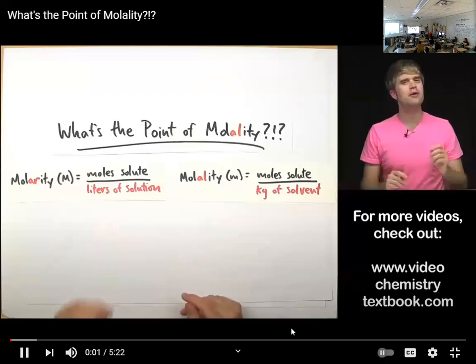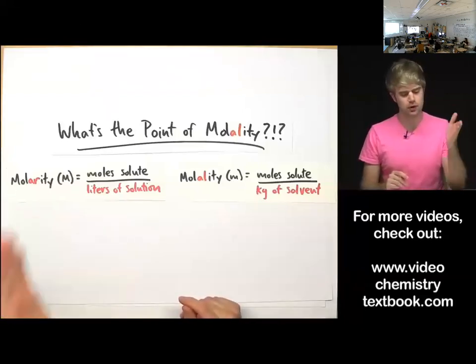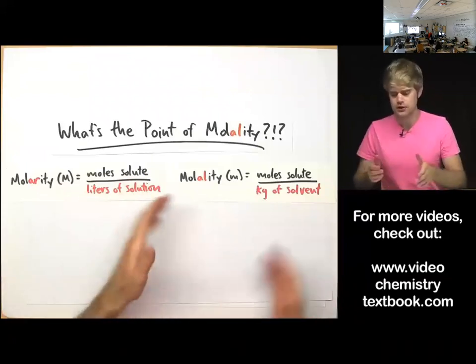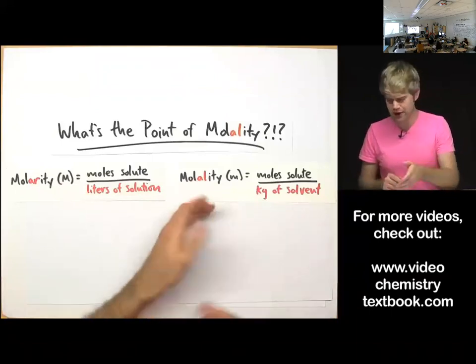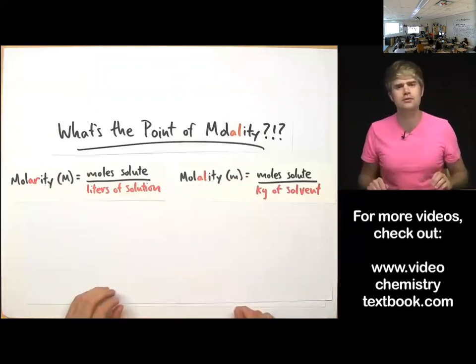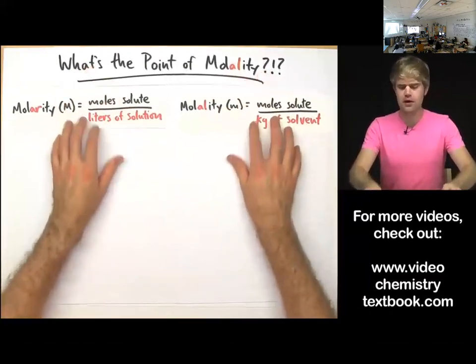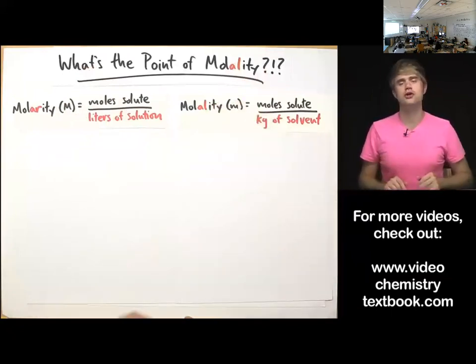When we're talking about concentration of a solution, we usually describe it in terms of molarity, moles of solute divided by liters of solution. So then, what's the point of molality? It has a weird name, and it's all about kilograms of solvent. Well, molarity is more common, but there are some situations where molality is a better measure of concentration. I will talk about 2 of them.